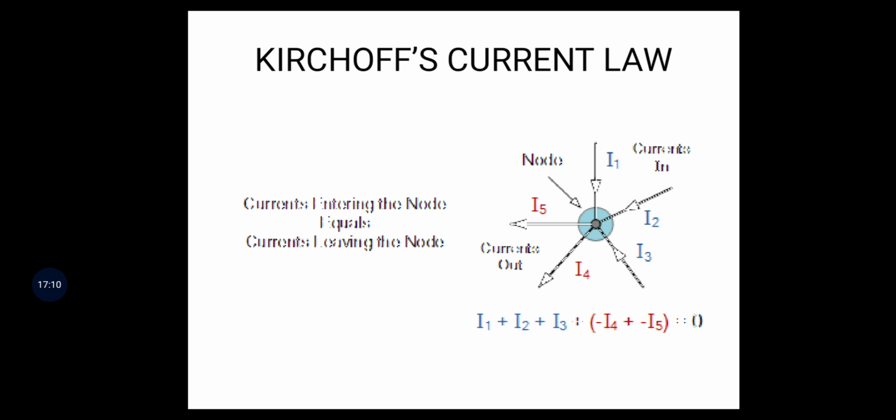If we assume I1 plus I2 plus I3 as entering, then the leaving currents are I4 and I5. That is, I1 plus I2 plus I3 minus I4 minus I5 equals 0. Or in other form, I1 plus I2 plus I3 equals I4 plus I5. So leaving current equals entering currents, or the algebraic sum of all the currents equals 0. This is Kirchhoff's law, very very important.